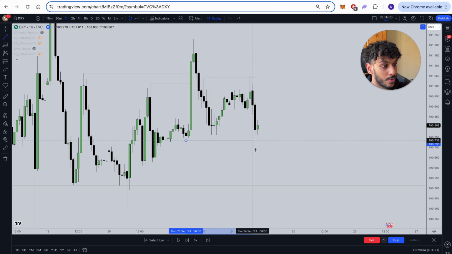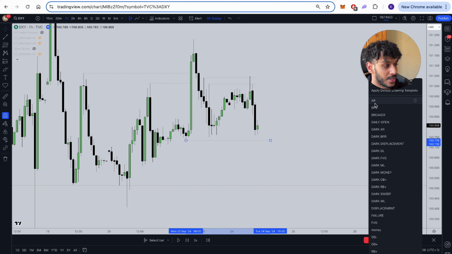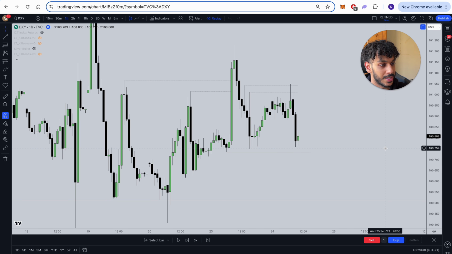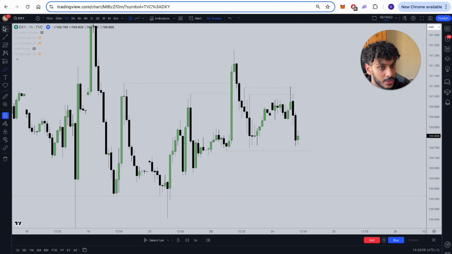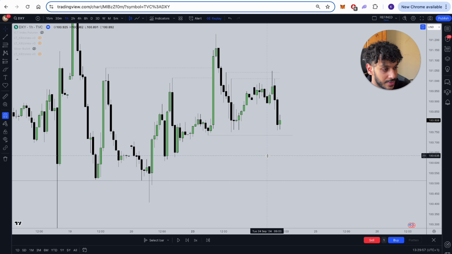The way ICT actually phrases this, he talks about it like teeth. He says that you want to look for jagged edges and smooth edges. So he would say, oh, this is a jagged edge where price has taken out liquidity, for example. This down here is a smooth edge, low resistance liquidity.